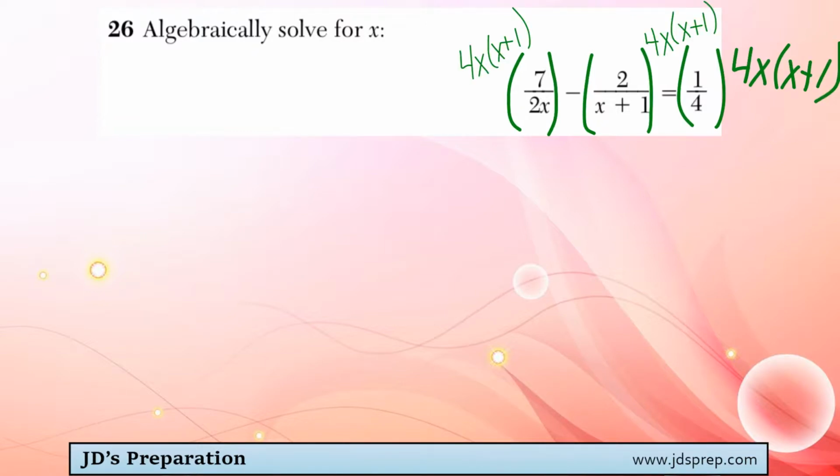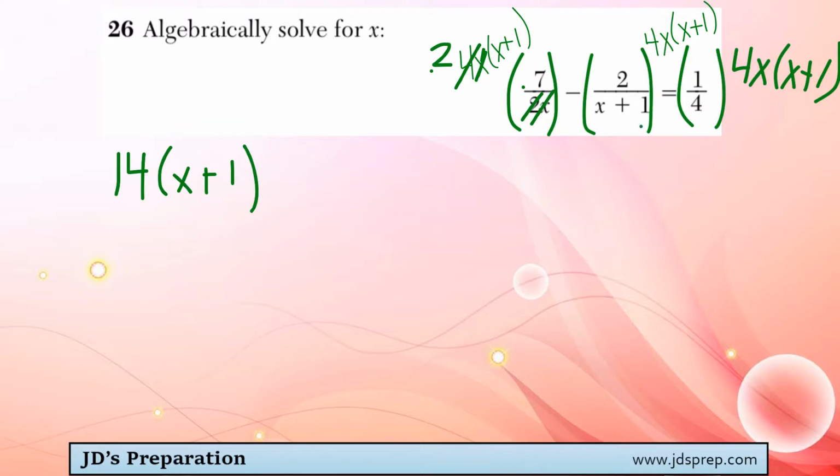All right, looking at our first term, our x's will cancel out, and that 4 divided by 2 is just 2. So what we're now left with is 2 times 7, which is 14, and then in brackets we'll still have that x plus 1.